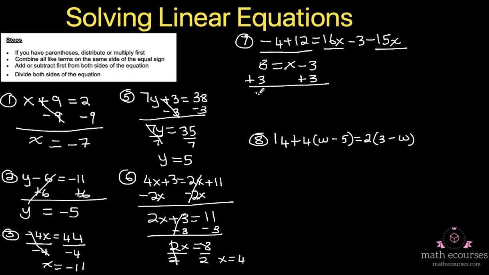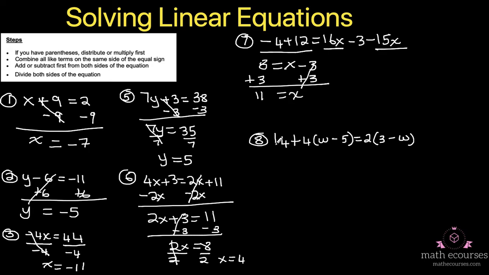8 plus 3 is 11. Drop that x, and then that will cancel out. Okay, number 8. Here I see parentheses. That tells me that you have to get rid of that first. To get rid of the parentheses, you distribute what is in front of it.